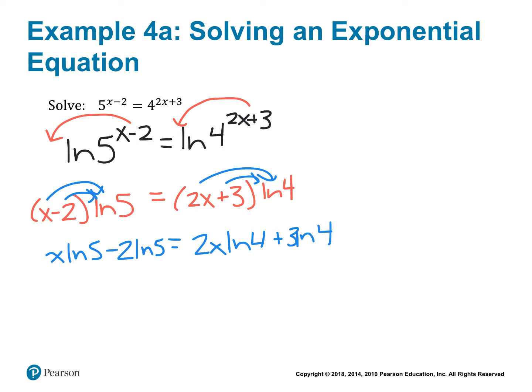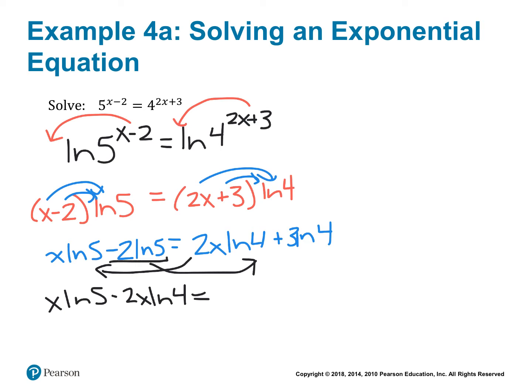Next, we're going to rearrange this to make it simpler. So we're going to move the x over with this side and move this one over here. So we'd have x natural log of 5. Then I have to subtract the 2x natural log of 4 to get to the other side. Then if I add this one over to get it to move, I'd end up with a positive 2 natural log of 5. And then I still have this over here plus 3 natural log of 4.